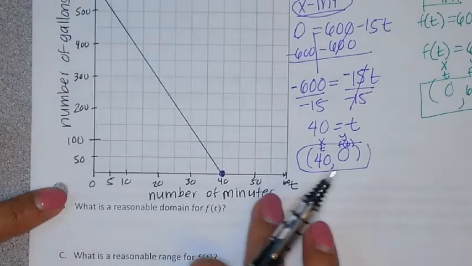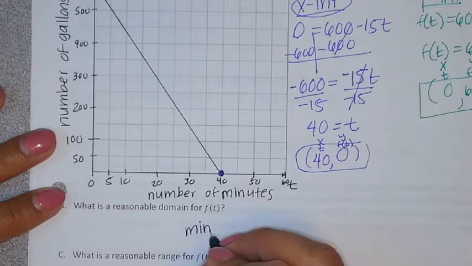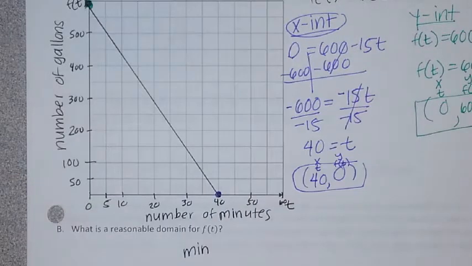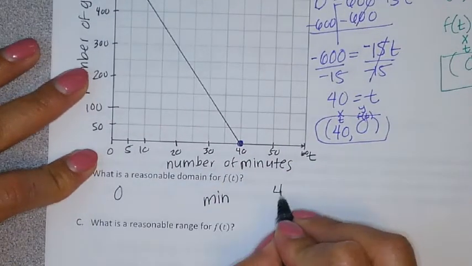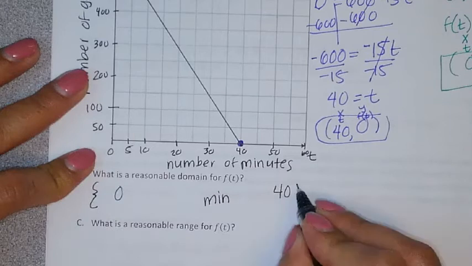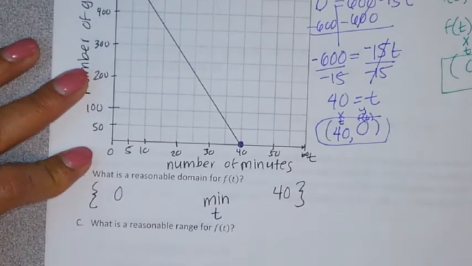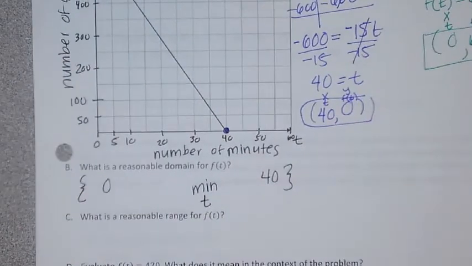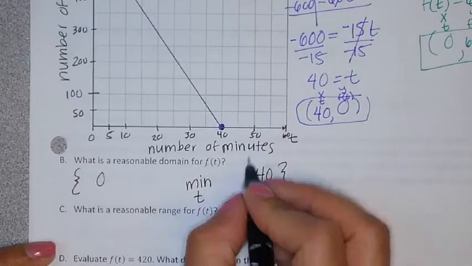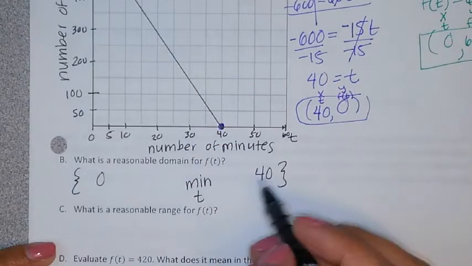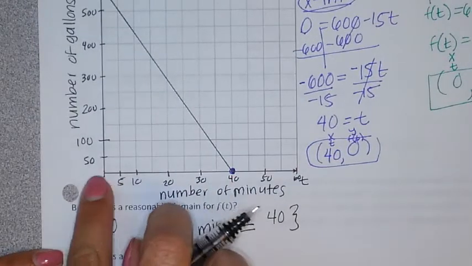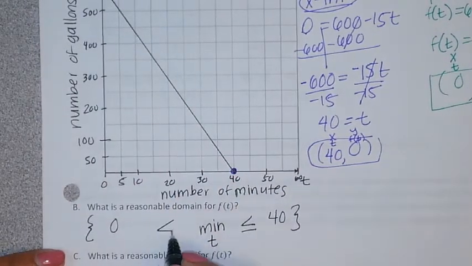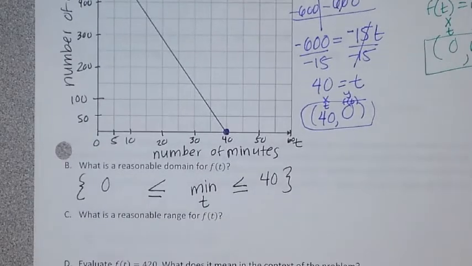So the domain will be in minutes. And this whole experiment of the tank getting empty goes from 0 to 40 minutes. So from 0 to 40 minutes is my domain. Here you can put t for minutes, right? And it's going to be less than or equal to 40, because 40 is included, and greater than or equal to 0. So that's my domain.